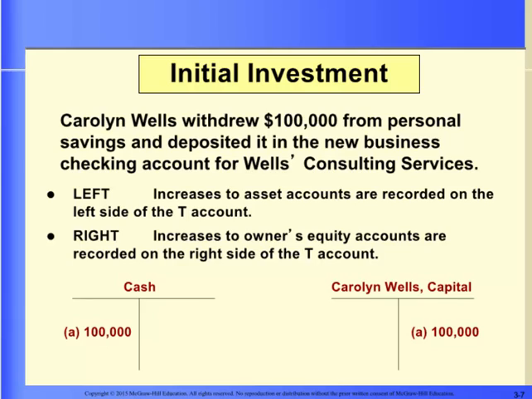Analysis. A. The asset account, cash, is increased by $100,000. A. The owner's equity account, Carolyn Wells Capital, is increased by $100,000. Since investments cause cash to go up, we would record the $100,000 cash increase on the left side of the cash T account. Since the investment causes the owner's capital account to go up, we would record the $100,000 investment on the right side of the capital account. Remember that debits must always equal credits. Always.